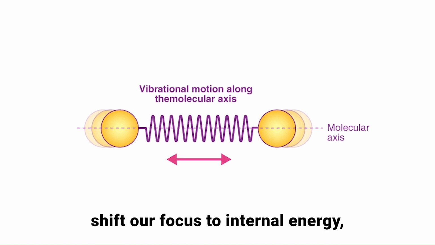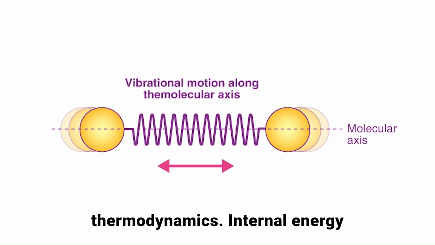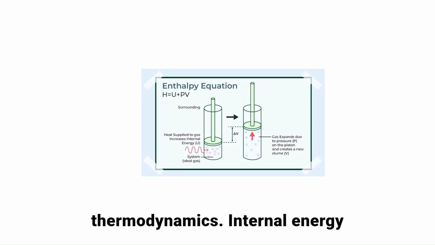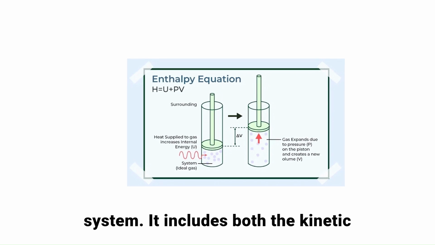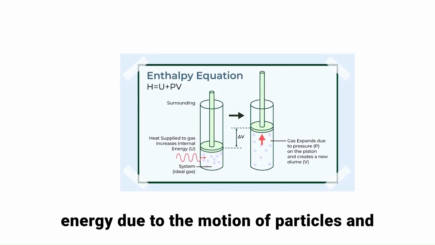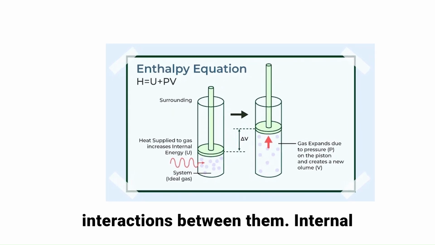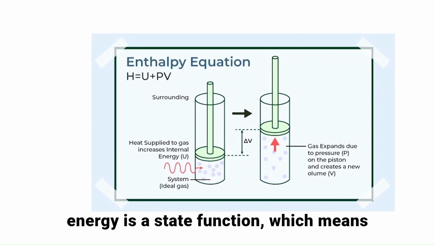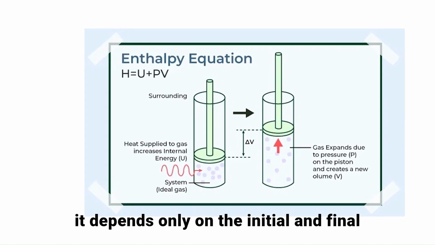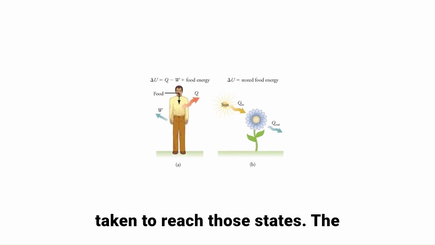Now, let's shift our focus to internal energy, another critical concept in thermodynamics. Internal energy is the total energy contained within a system. It includes both the kinetic energy due to the motion of particles and the potential energy arising from the interactions between them. Internal energy is a state function, which means it depends only on the initial and final states of the system, not on the path taken to reach those states.